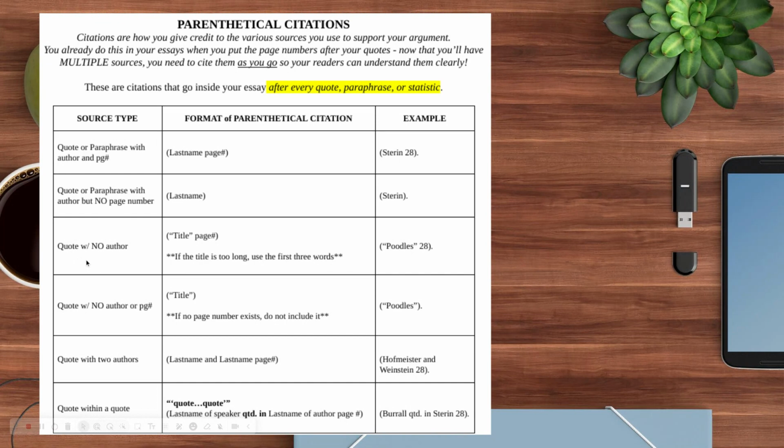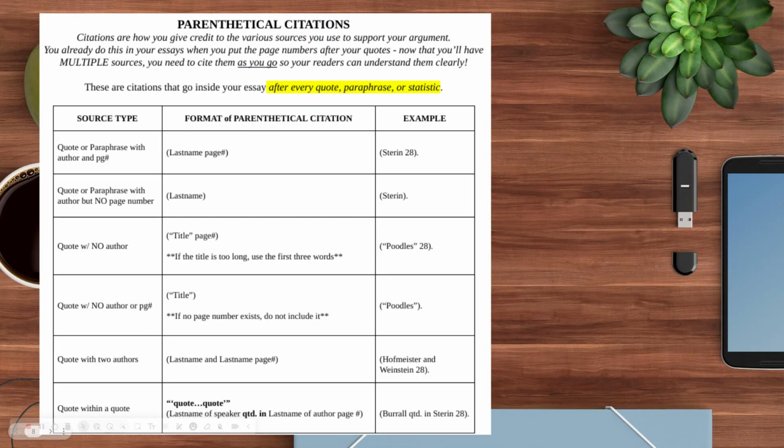If you're using a quote that doesn't have an author, right? The next thing that you would do, and this is possible depending on the different types of sources that you pull from, what you're supposed to do is put in the title of the resource that you got it from, like the article, for example, in quotation marks, and then give a page number if it's possible, right? If the title ends up being really long, you just use the first 3 words of the title. So for example, right, Poodles is the title of this article that we're making up, and the quote that I took from that came from page 28 of that article. Again, the article didn't have an author, but I still need to show where I got the information from, so that's where this comes in.